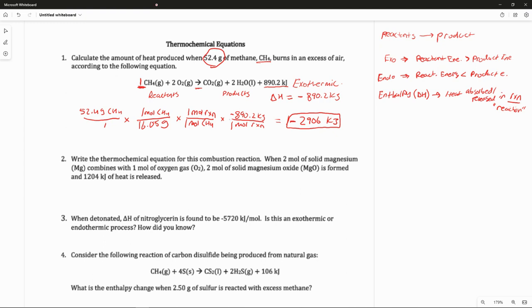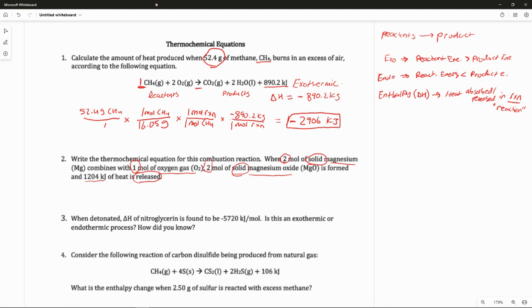All right, number 2. Write the thermochemical reaction or equation for this combustion reaction. When 2 moles of solid magnesium, Mg, combines with 1 mole of oxygen gas, then 2 moles of solid magnesium oxide is formed, and 1204 kilojoules of heat is released. Keyword here being released. All right. So the thermochemical equation looks like the example given in number 1. It's like this, and you always want to have the state of matter in the parentheses.